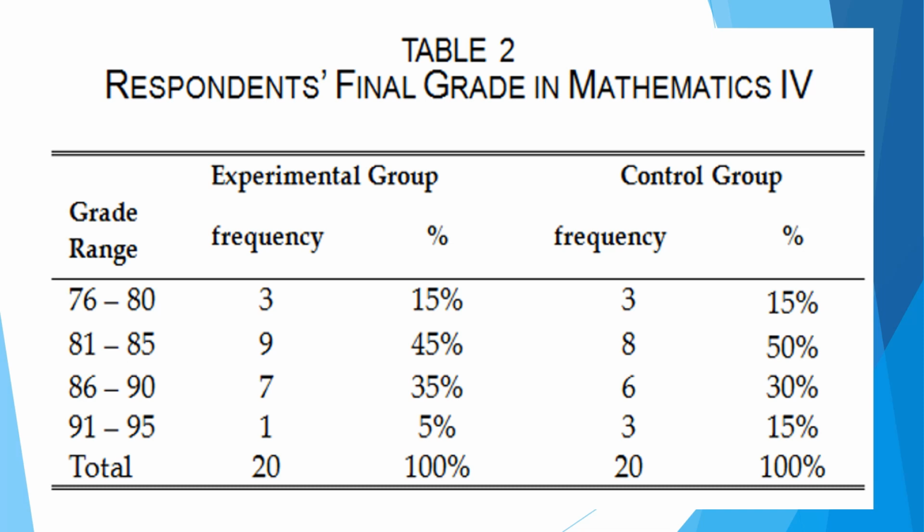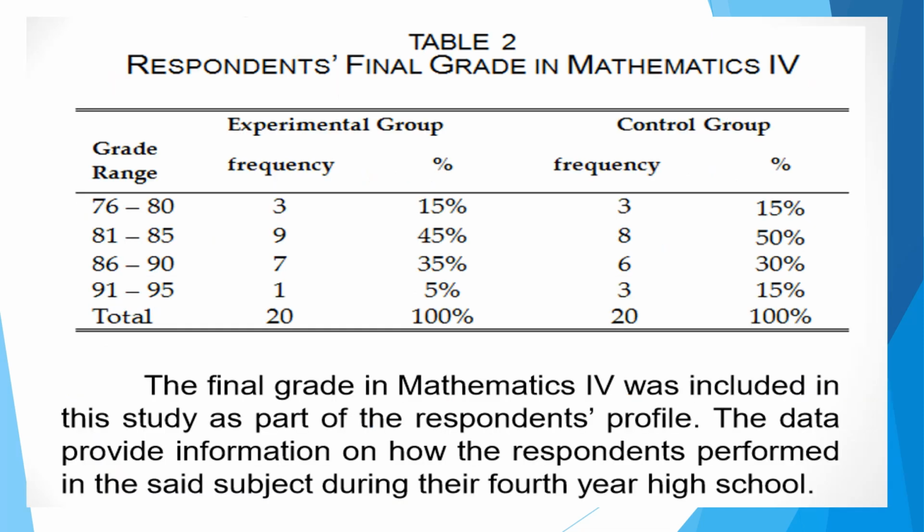Let's take a look at a given example. Try to analyze the presented data in this tabular method. Basically, it is about the respondents' final grade in Mathematics 4. As you look at the age range, it has an interval of 4. Also, as presented in this table are the frequency counts and the percentages out of the 20 respondents. Now, can you give a single paragraph that can briefly explain the presented table? Have a try. Alright, so here it is.